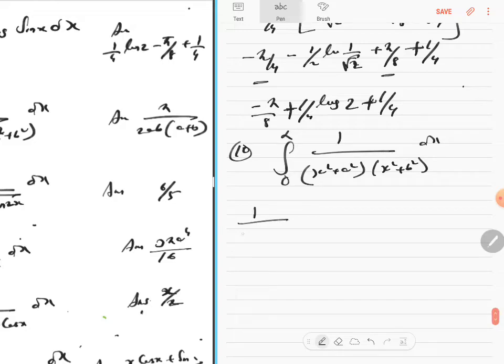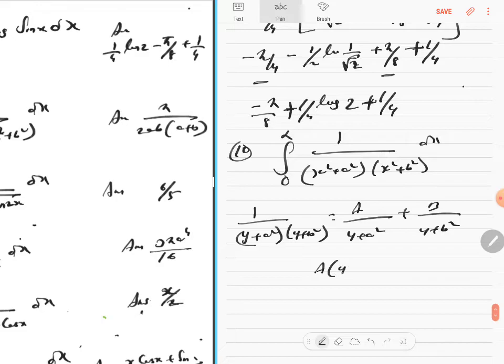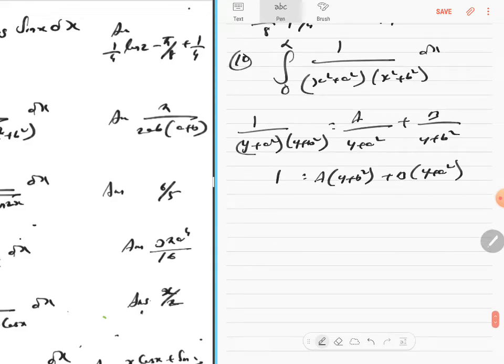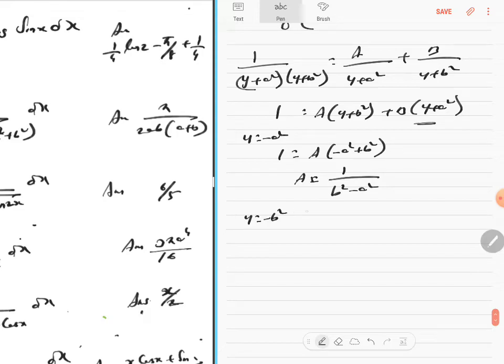So what happens when it is 1 by y plus a square into y plus b square? Normally I'll do it as A by y plus a square plus B by y plus b square. So A into y plus b square plus B into y plus a square is equal to 1. The denominator gets cancelled, so you have something like this. So putting y is equal to minus a square, this becomes 0. So 1 is equal to A into minus a square plus b square, which is b square minus a square. So A itself is 1 by b square minus a square. And putting y is equal to minus b square, 1 is equal to B into a square minus b square. So B therefore is 1 by a square minus b square.